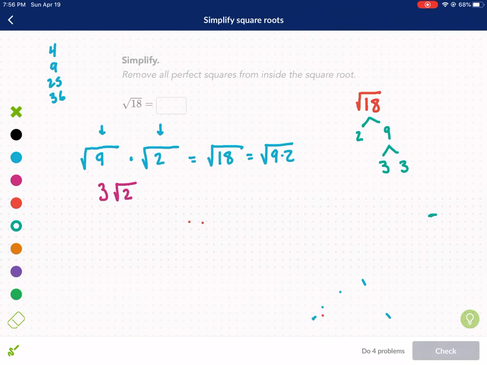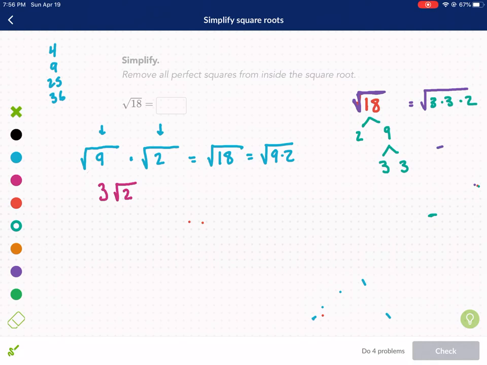Now this is how I like to think of it. I like to think of the radical as a house, and then all the factors inside as the people in the house. So I can rewrite this as 3 times 3 times 2. So 3 times 3 times 2 is the same thing as the square root of 18.